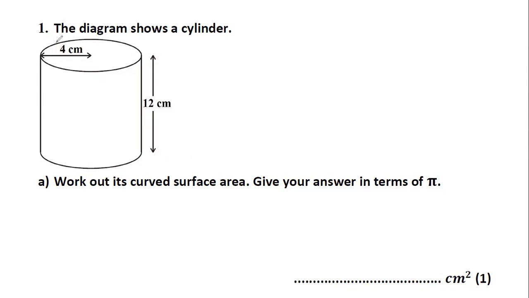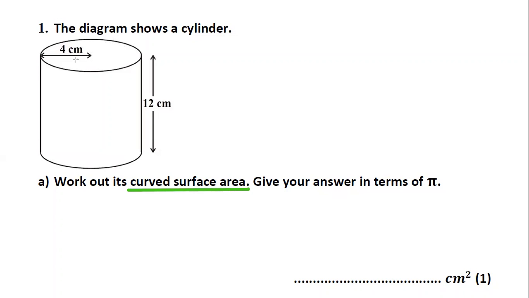Let's start from question number 1. It says the diagram shows a cylinder. Work out its curved surface area. Give your answer in terms of pi. The point to be noted is it's not asking me to work out its total surface area, but it's just asking me for the curved surface area.